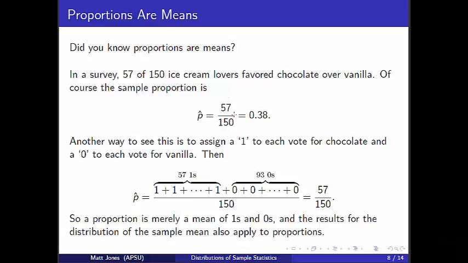But at any rate, another way to view this sample proportion calculation is that it is indeed an average of ones and zeros. Here, maybe you could assign a 1 to everyone who votes for chocolate and a 0 to everyone who votes for vanilla. In that case, you'd have 57 ones and 93 zeros. So if I add up all the 57 ones and the 93 zeros, then divide by 150, look at that. This whole thing is just an average of ones and zeros. It comes out to be 57 over 150, or 38%. So indeed, proportions are averages. They're just averages of ones and zeros.